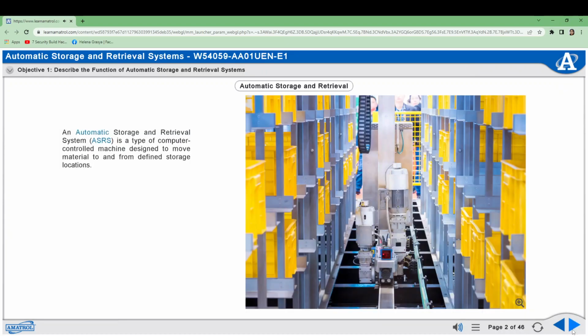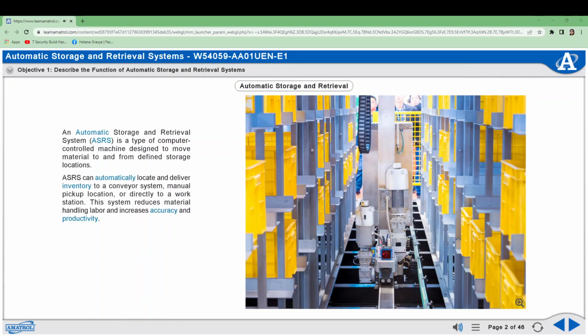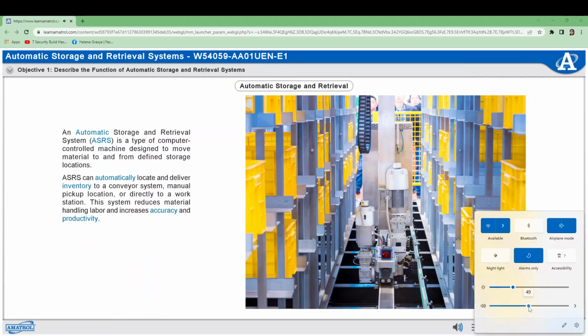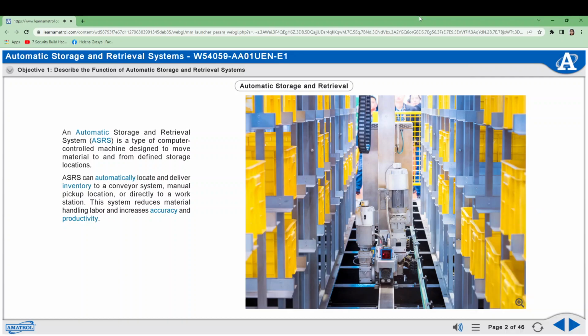An automatic storage and retrieval system, or ASRS, is a type of computer-controlled machine designed to move material to and from defined storage locations. ASRS can automatically locate and deliver inventory to a conveyor system, manual pickup location, or directly to a workstation. This system reduces material handling labor and increases accuracy and productivity. An ASRS can also be connected to production data systems to efficiently coordinate the flow of material to the process.